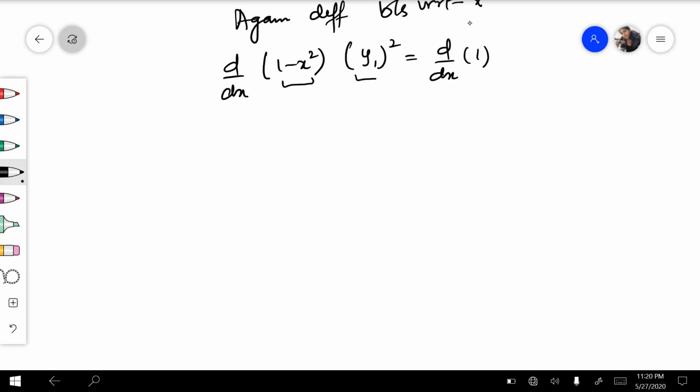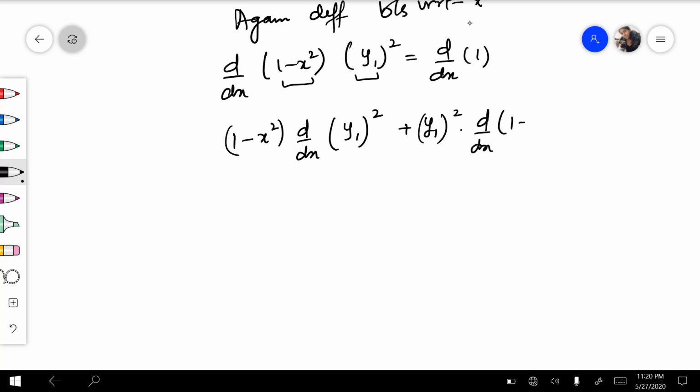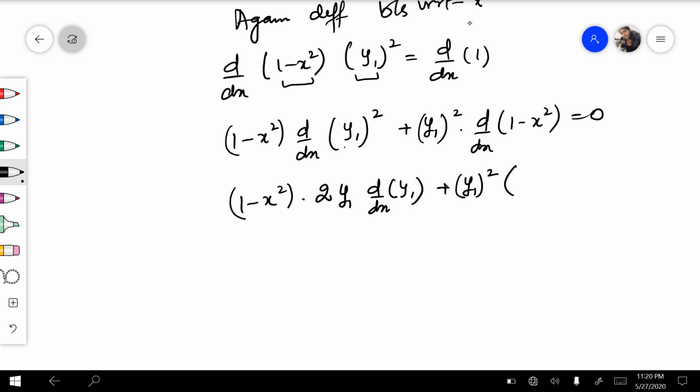यहाँ पर दो टर्म्स मल्टीप्लाई करें तो we are making use of the product rule: (1 minus x square) into d by dx of (y1) whole power 2 plus (y1) whole power 2 into d by dx of (1 minus x square), और 1 की differentiation 0. Now this is of the kind x raised to power n. It is (1 minus x square) into 2 times y1 into d by dx of y1 plus y1 square into 1 का differentiation 0 और x square का differentiation minus 2x equals to 0.